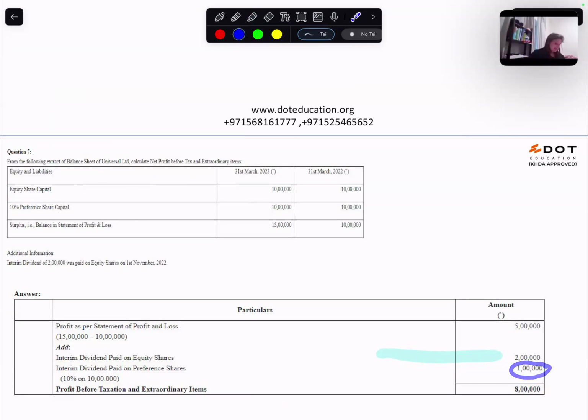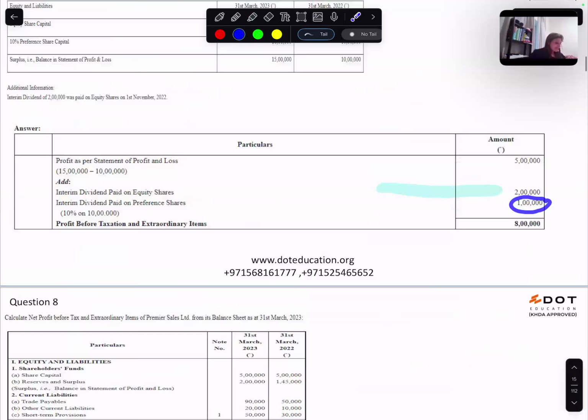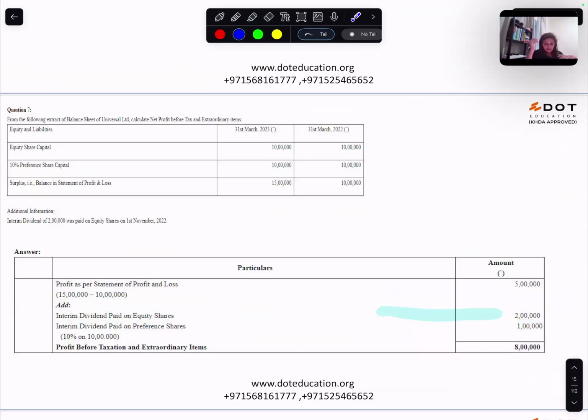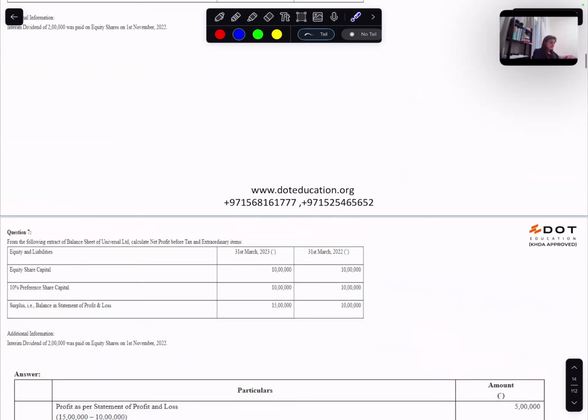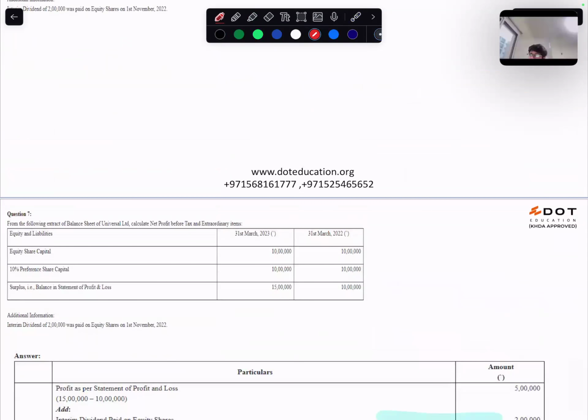Just 1 lakh. Okay. So basically, what are you concerned with? Getting profit before interest and tax. How do you get the profit before interest and tax? By doing the following. You find the surplus in the balance sheet. How do you get the surplus in the balance sheet? Closing minus the opening.